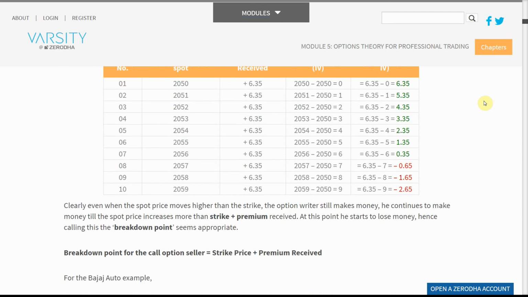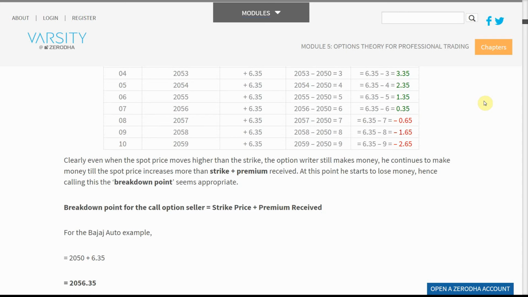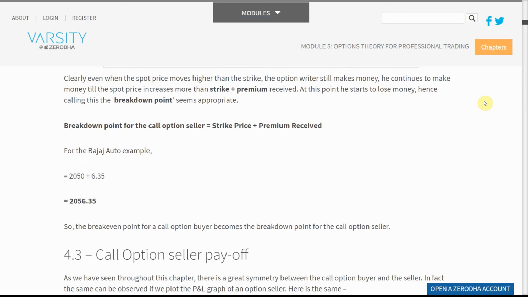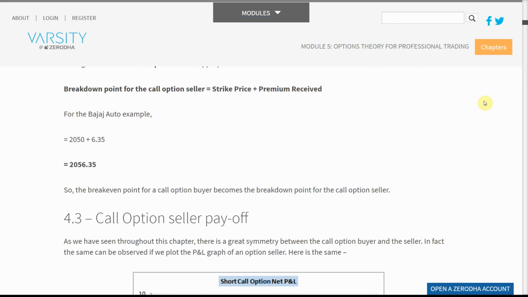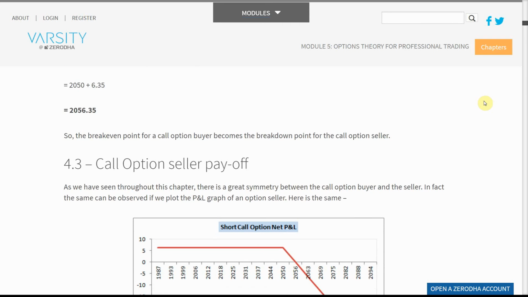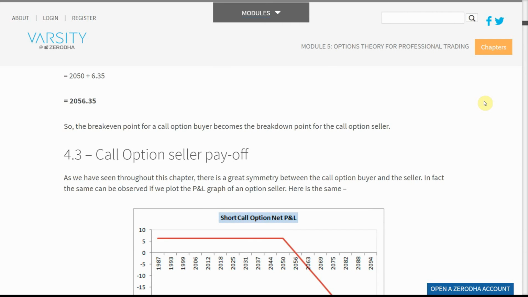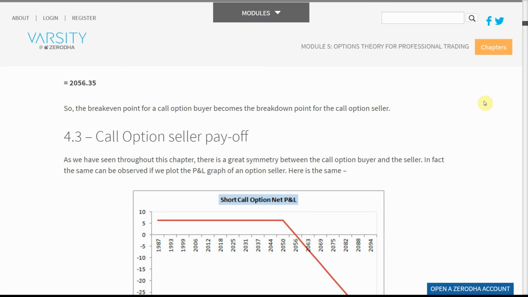Clearly, even when the spot price moves higher than the strike, the option writer still makes money. He continues to make money till the spot price increases more than strike plus premium received. At this point he starts to lose money. Hence calling this the breakdown point seems appropriate. Breakdown point for the call option seller equals strike price plus premium received. For the Bajaj Auto example, equals 2050 plus 6.35 equals 2056.35. So, the break-even point for a call option buyer becomes the breakdown point for the call option seller.